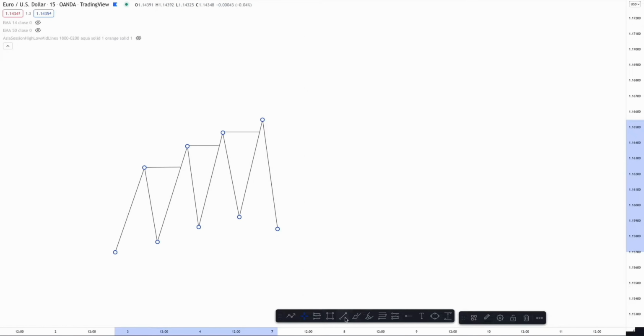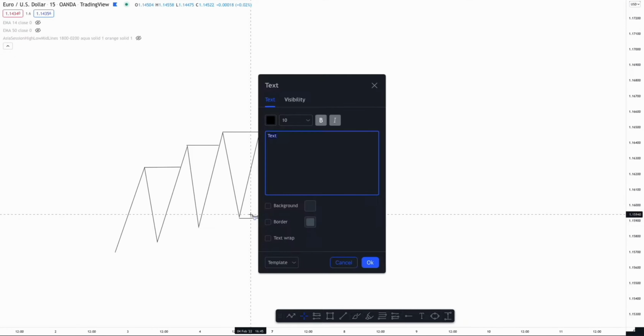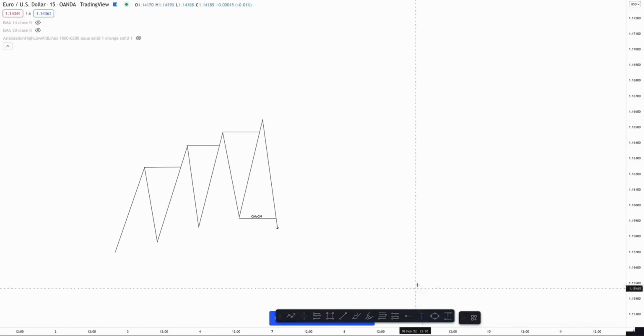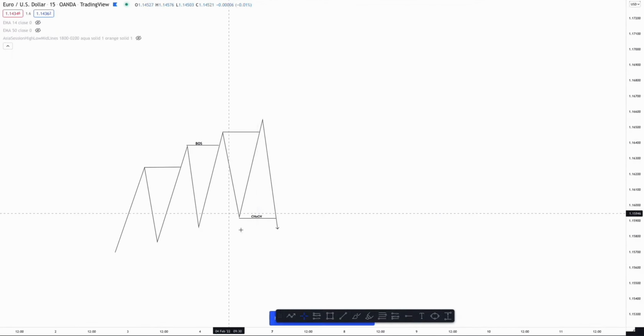So as you can see, we would mark this low across to where it broke. And this is where your choch would be. Let me mark out a choch just so it's easier for you to see it. There it is. There's a choch. I'm also going to mark one of these as a breaker structure, so you know what a breaker structure is. So this was a breaker structure.